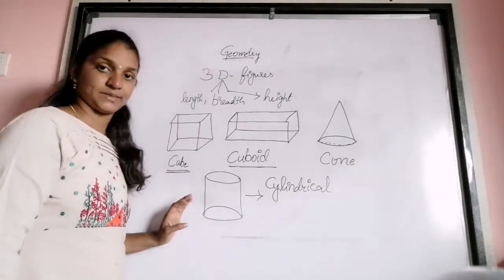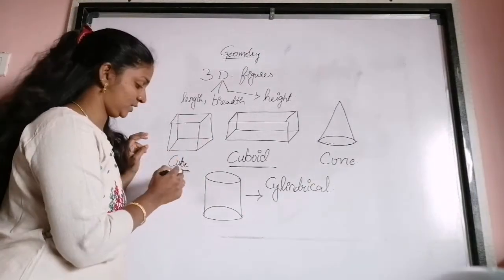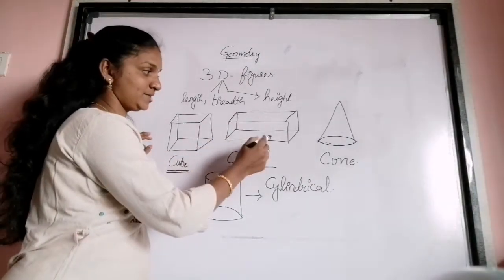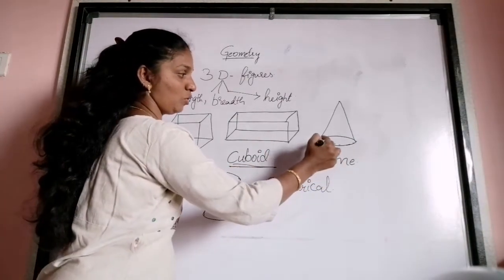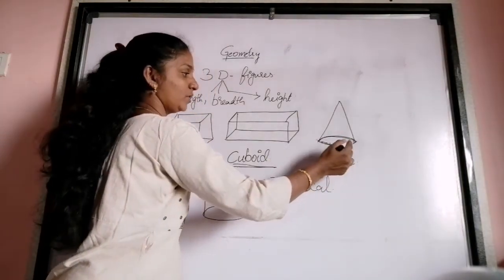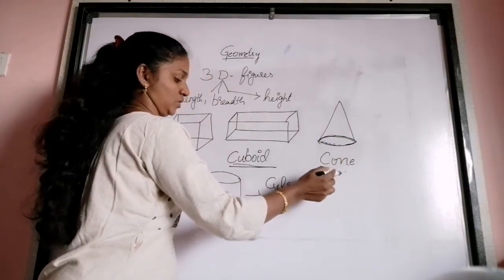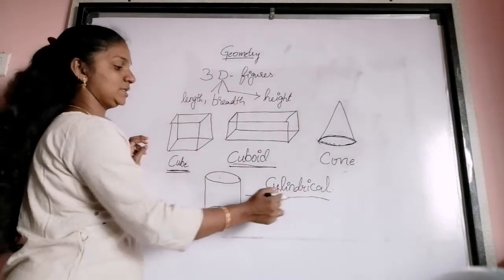Let us learn the shapes again. Cube: if all the sides are equal, then it is a cube. If two sides are equal, then it is a cuboid. If it has a curved surface, it is a cone, and with two curved surfaces, it is a cylindrical shape.